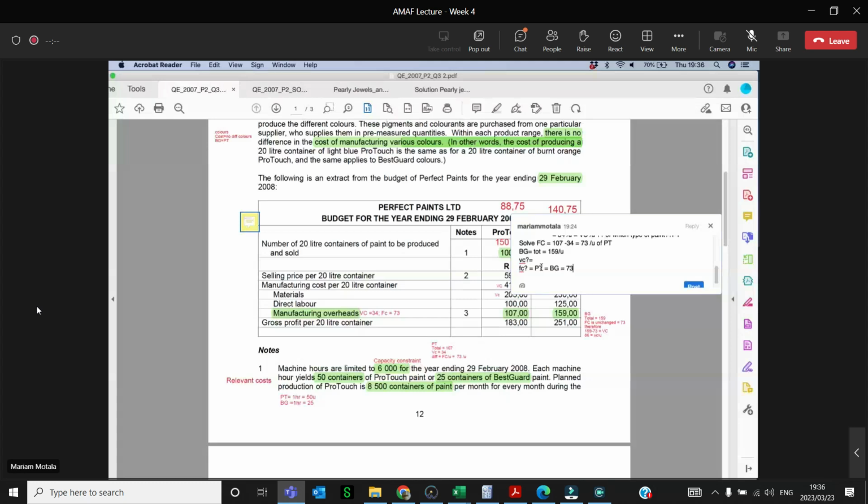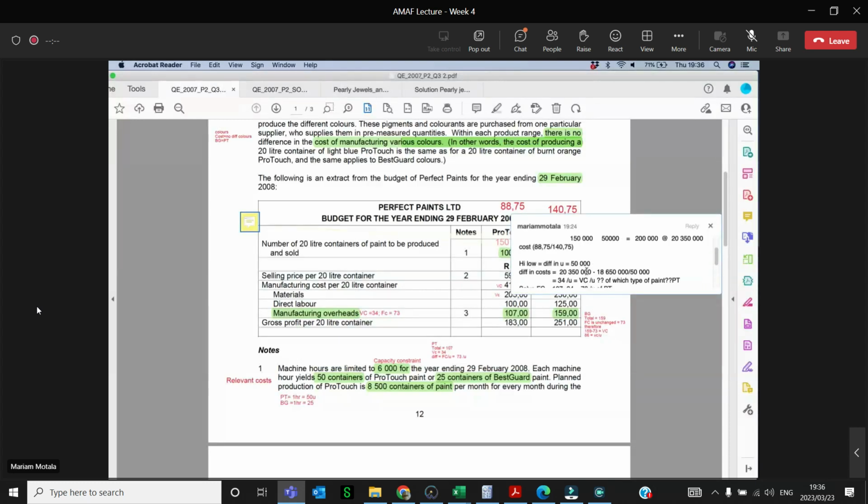So in this instance, it was your fixed cost that would remain constant per unit, and you would then solve for your variable cost of Best Guard by subtracting the fixed cost from the total cost, and you would have come up to a different value, and that would give you 86 rands. Yes, correct. Did you understand where this question was heading?